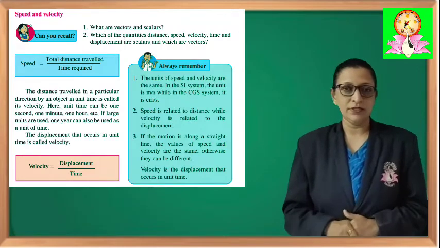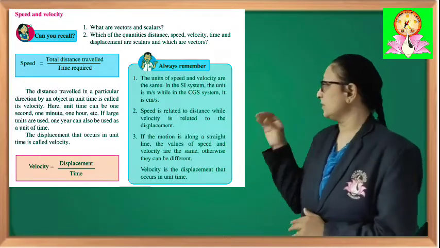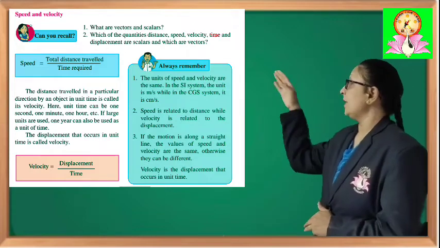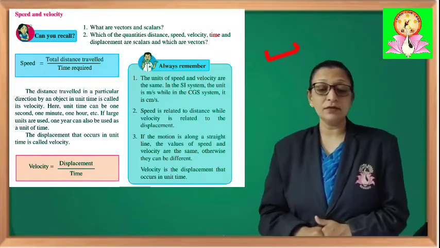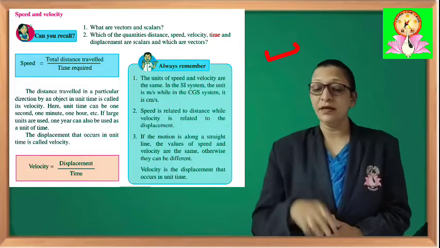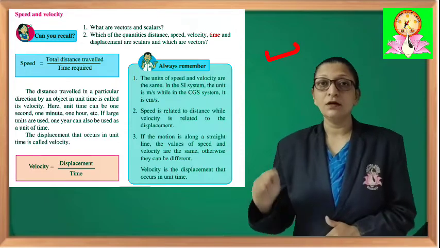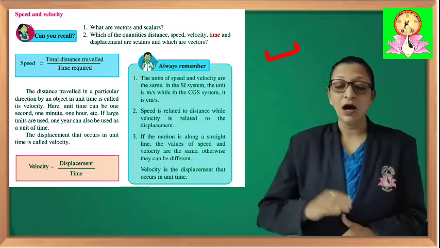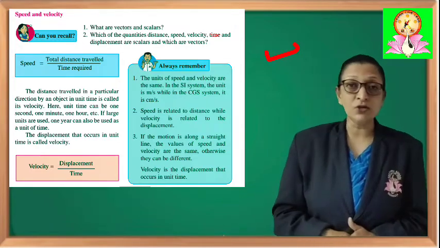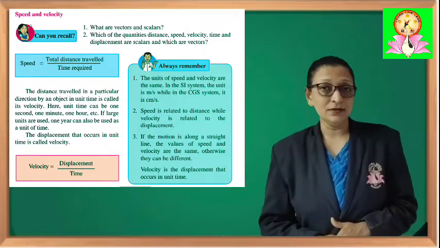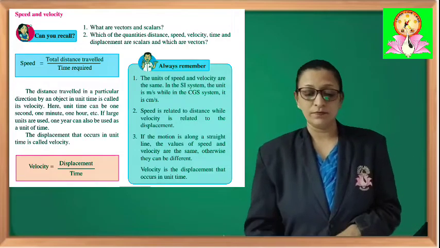Speed and velocity. Before starting the next point, can you recall what vector quantities and scalar quantities are? And secondly, which of these quantities, distance, speed, time, displacement, are scalar and which are vector? Let us answer both the questions.